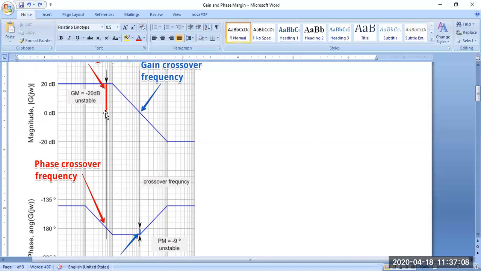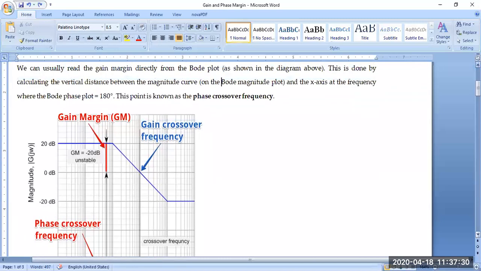See here, from 0 dB to this 20 dB. So this is 20 dB, this is 0 dB. From here to here, if you measure, this will be the gain margin, minus 20 dB. So this is how you can find out gain margin from Bode plot. Fine. So I hope the concept is clear.